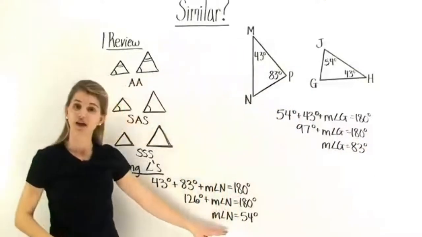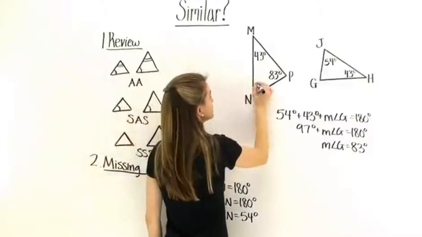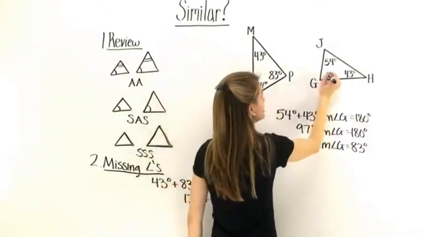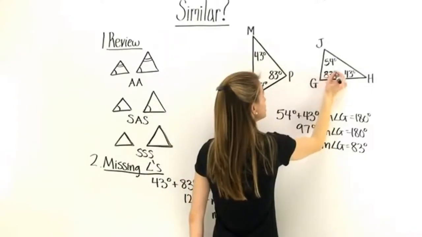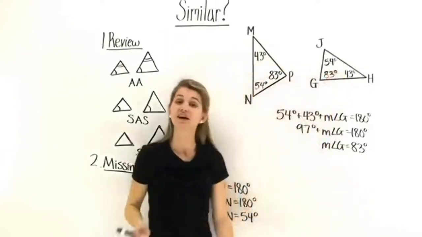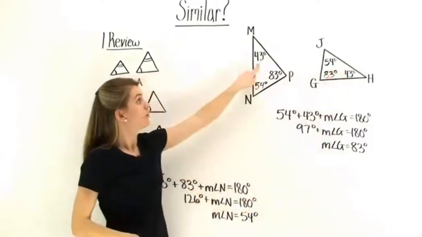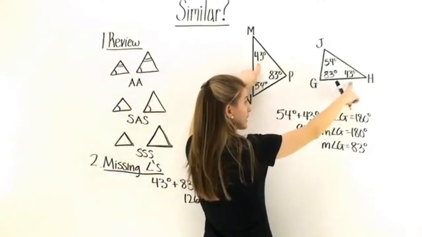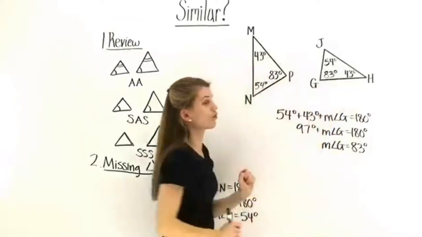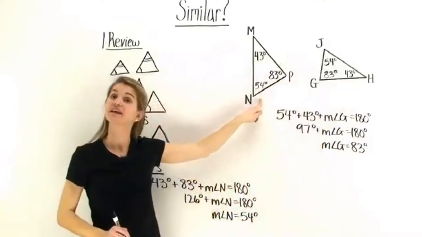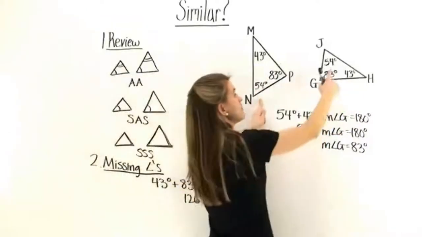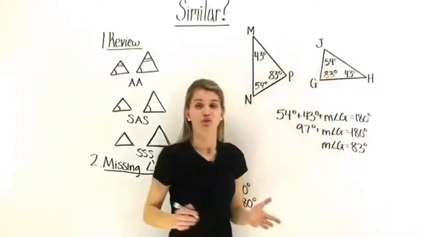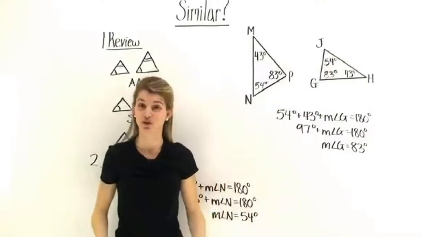We know the measure of angle N is equal to 54 degrees. We know the measure of angle G is equal to 83 degrees. Now let's take a look. The measure of angle M is 43 degrees. The measure of angle H is also 43 degrees. Those two angles are congruent. The measure of angle N is 54 degrees. The measure of angle J is also 54 degrees. These two angles are also congruent. We have two pairs of congruent angles.